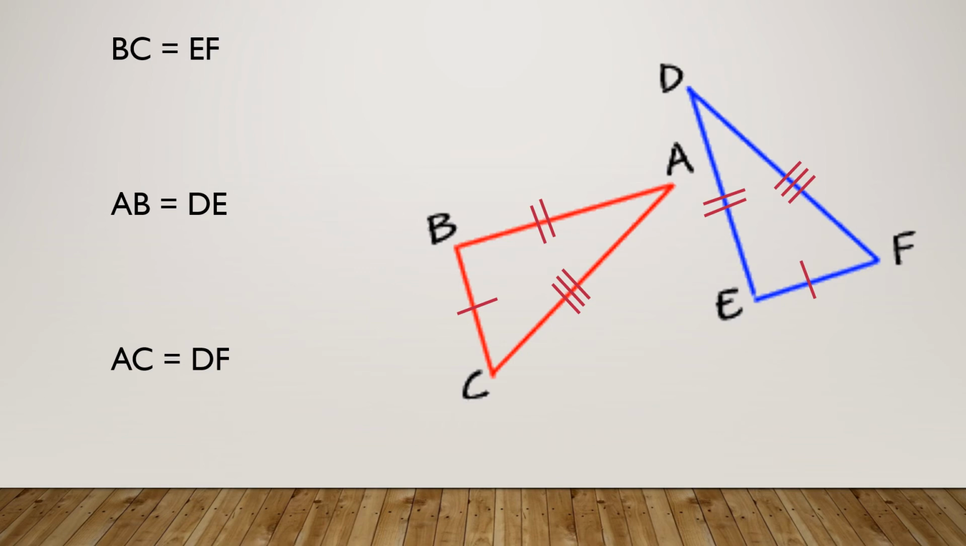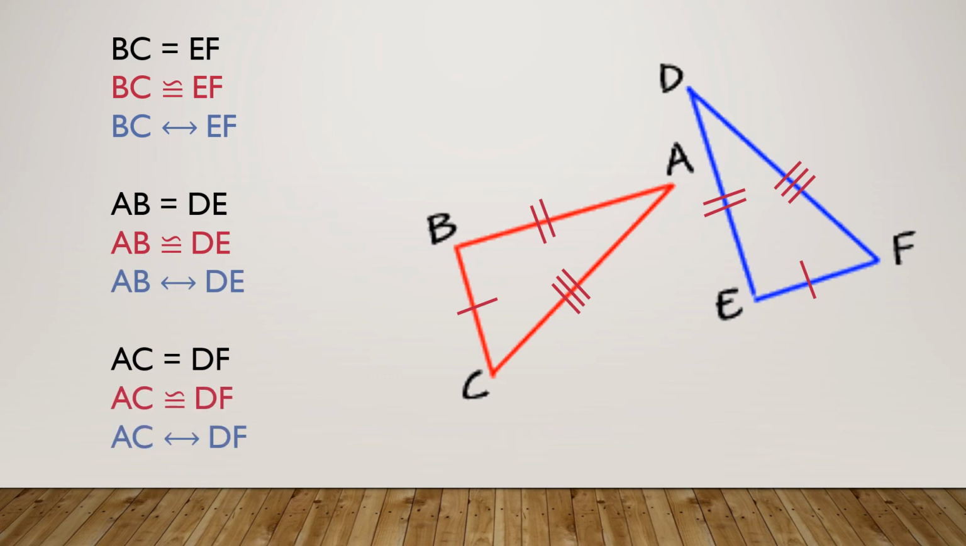Well, if BC is the same length as EF, we can also say that BC is congruent to EF. They're the same length. So to show congruency with mathematical notation, we're just going to make an equal sign with kind of a tipped over letter S. We could also say that BC corresponds to EF, and we show that idea of correspondence with that arrow in between them pointing both ways. We can do this for all of the sides in these two triangles as shown.